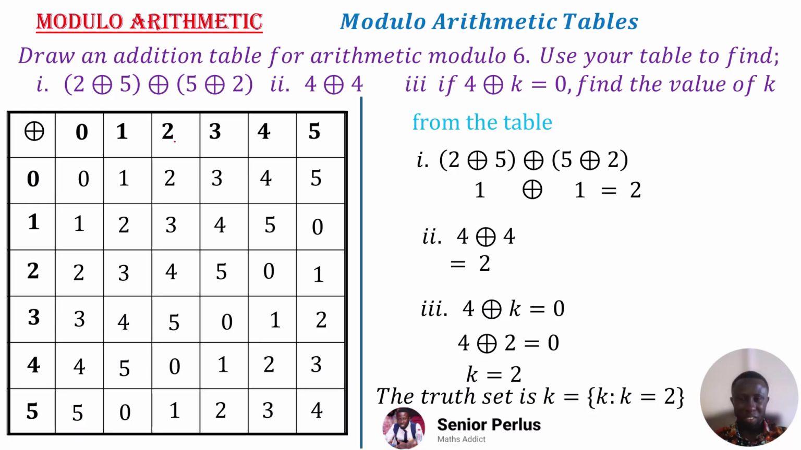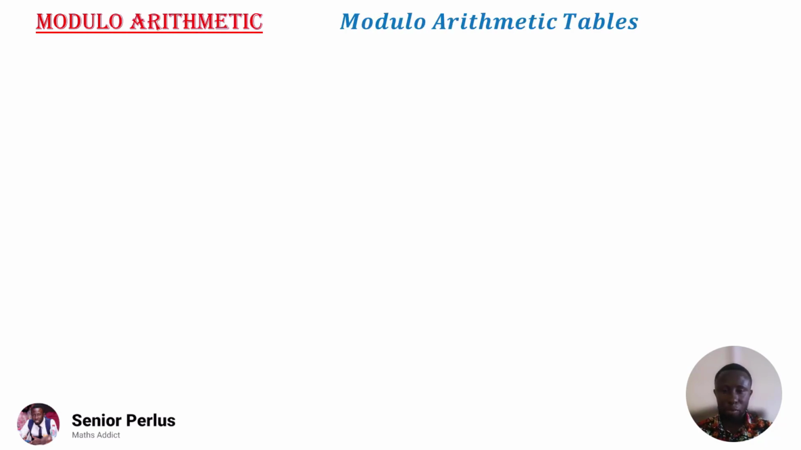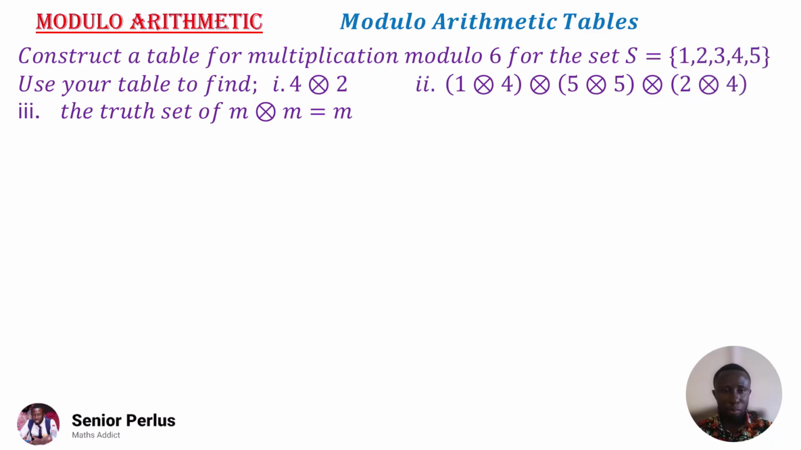The solution set for K is this. So our second example on Modulo Arithmetic and our Modulo Arithmetic Table. This is our second example. Construct a table for multiplication modulo 6 for a set S. So we're given a set. You know that modulo 6 goes from 0 to 5. But we're given a set without 0. So the set is 1, 2, 3, 4, 5. Use your table to find the required values.